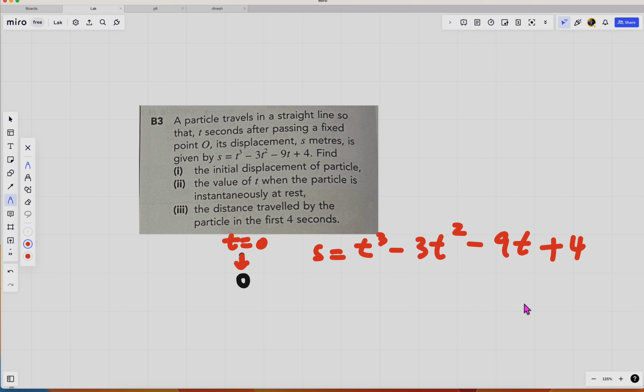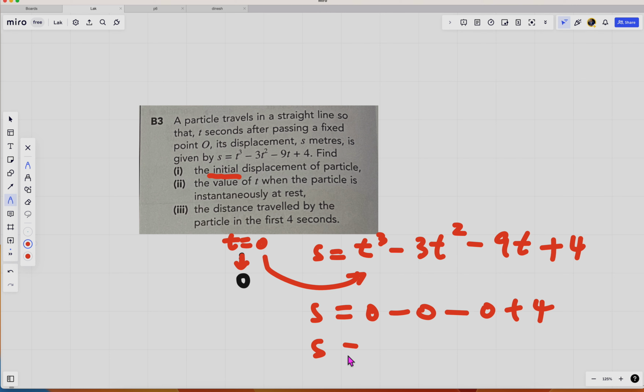Okay, so the initial displacement of the particle. What's the meaning of initial? At the start, where t equals to 0. So whenever you have the word initial, t equals to 0. So you sub in, and you want to see whether the particle starts from point O or from somewhere else. You put t equals to 0 in: 0 times 3 is 0, 0 times 9 is 0, plus 4. So your displacement is 4.